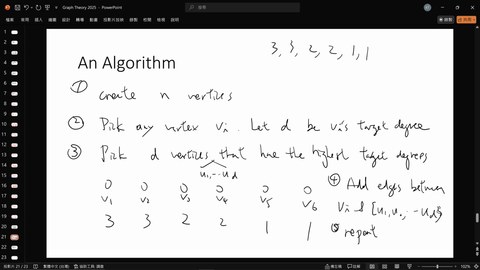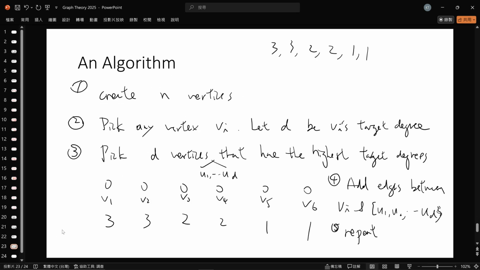No. So actually, for the third step, if we change this to the lowest, okay? So let's see.